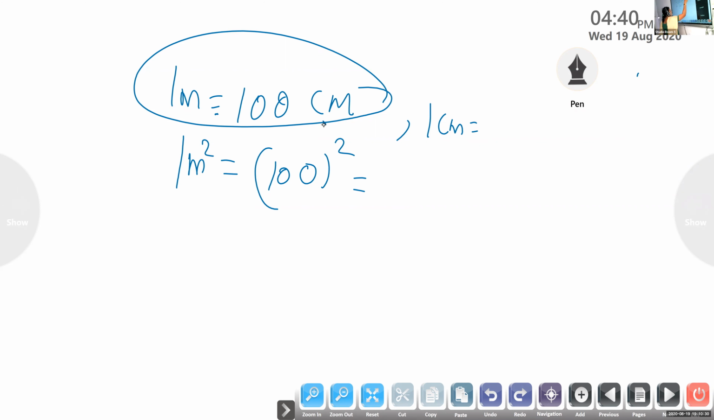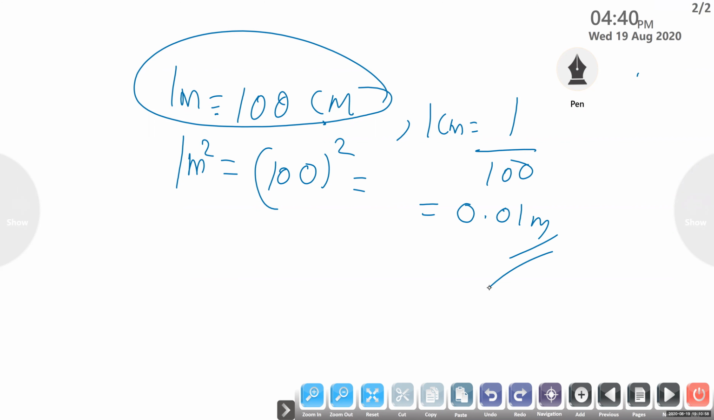Therefore, 1 centimeter will be what? Is it 0.1? No. 1 centimeter is equal to 1 by 100, which is 0.01. Okay, how many said 0.01? 0.01 meter. Okay, I agree.